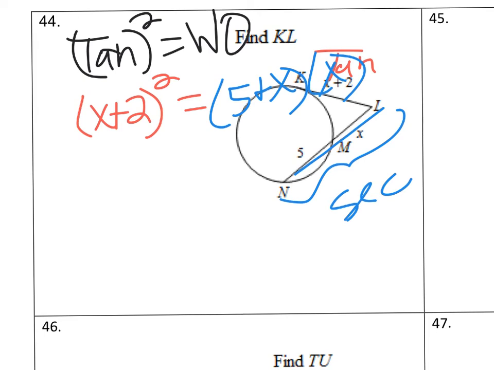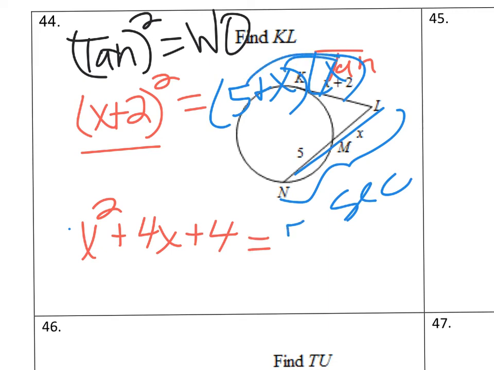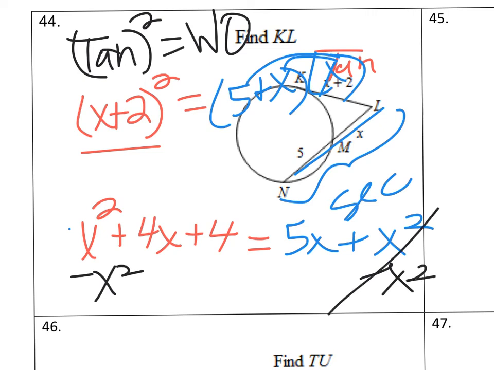So let me just rewrite that. Excuse me. So when I do my binomial, we talked about that. That's going to be x squared plus 4x plus 4. That's going to equal, and then I'm going to distribute this x. So that would be 5x plus x squared. And then we see when I subtract the x squares on both sides, they cancel out. And now I'm back to a linear equation, real basic, 4x plus 4 equals 5x. And now we're just solving for x and then plugging in for KL.